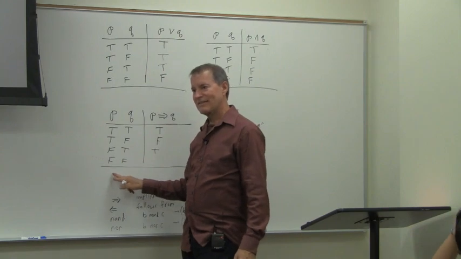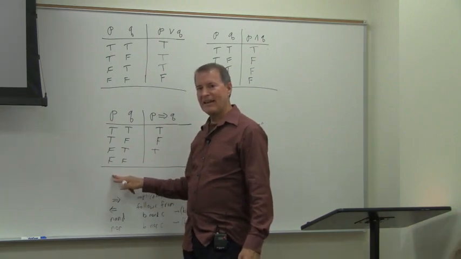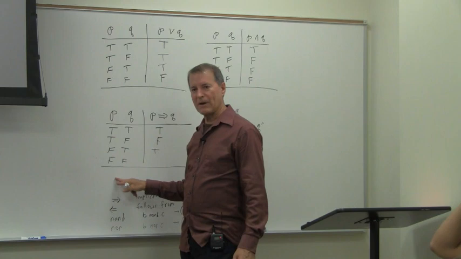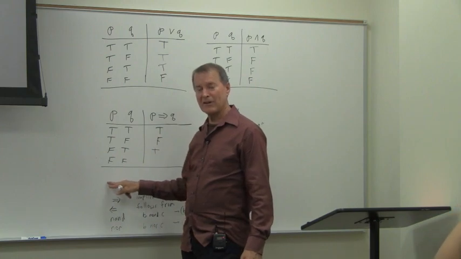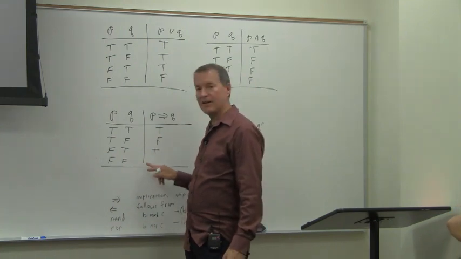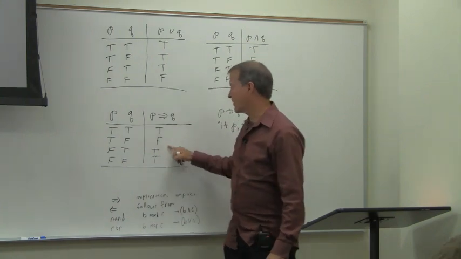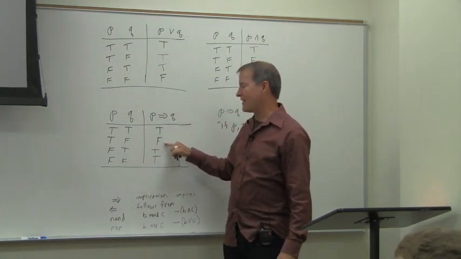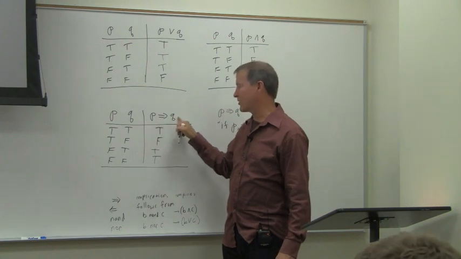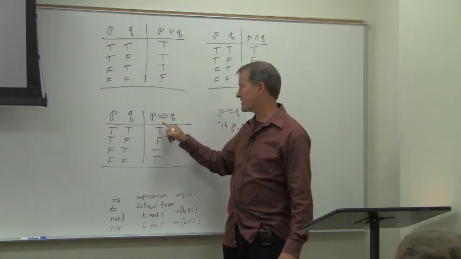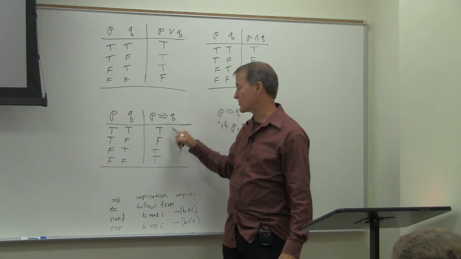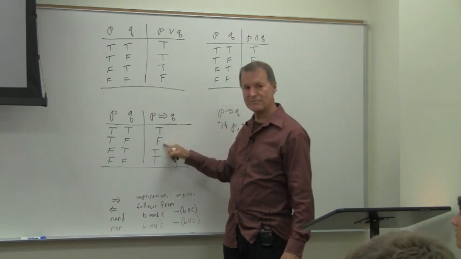But now what about this? If I don't win the lottery and I don't buy the Corvette, then if I win the lottery, then I buy the Corvette, is still what? True. Now, there's only one way that if P then Q can be false, and that is if P is true and Q is false. That's the only way that it can be made false.